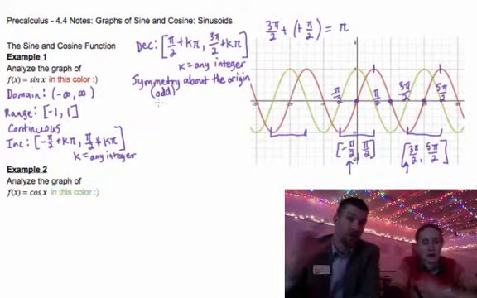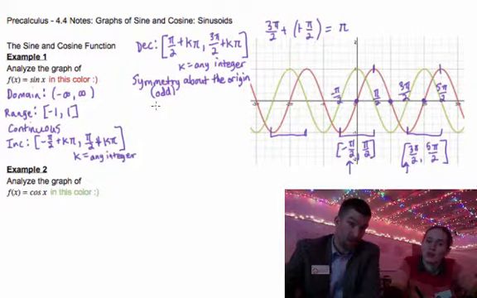Now, if you're graphing on your calculator and you see a straight line and you're like, there should be some curves here, you're in the wrong mode. You need to go from degree to radian.